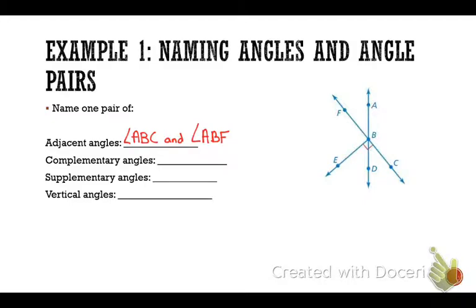So angle CBD and angle EBD. As long as B is your middle letter, if you said DBE, that would be okay too. But B has to be the middle letter because it's your vertex. It's the point that connects the sides. Go back and look at the definitions.